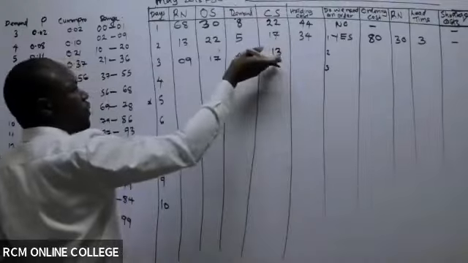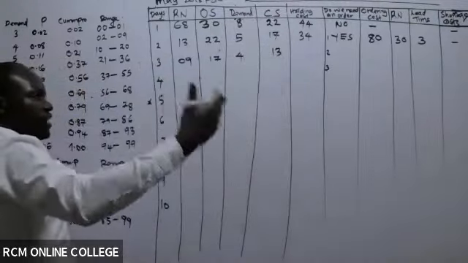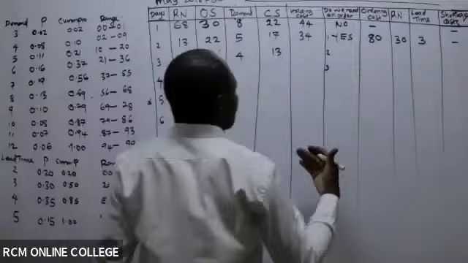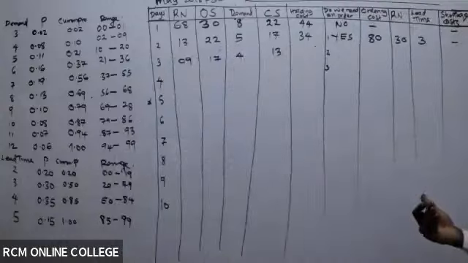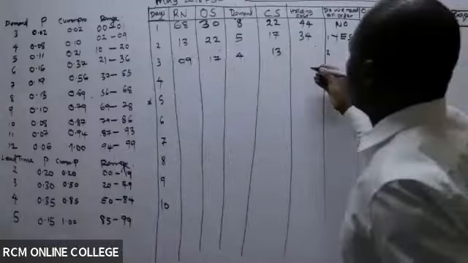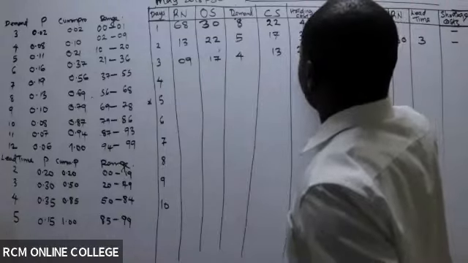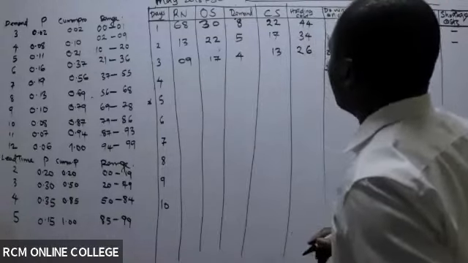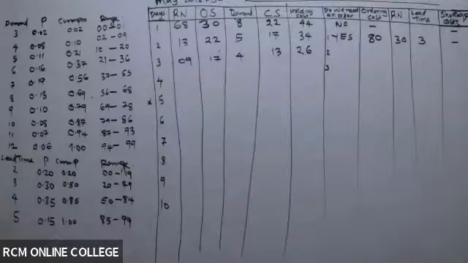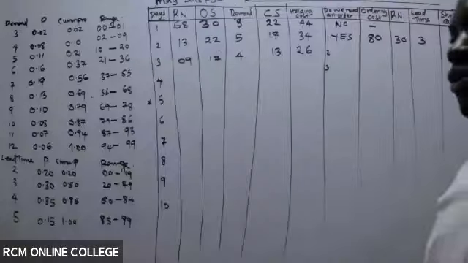This closing stock of 13 is greater than 0. It will attract holding cost. So what will be our holding cost? Our holding cost will be 26. Great. Now, do we need to make a new order?